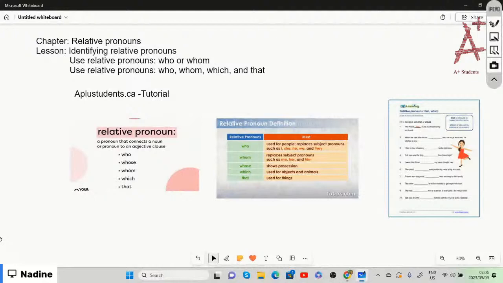All right. If we use whom, which is spelled W-H-O-M, then whom replaces the object pronouns, which are me, her, and him.